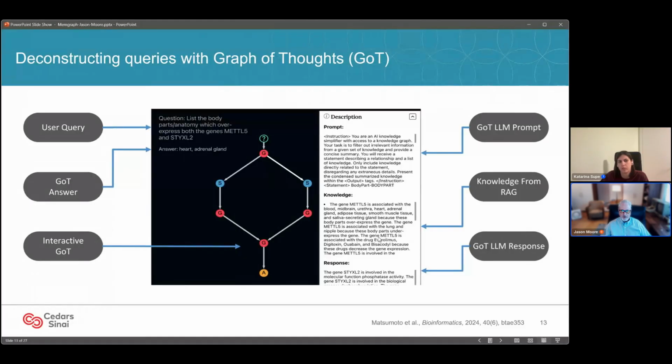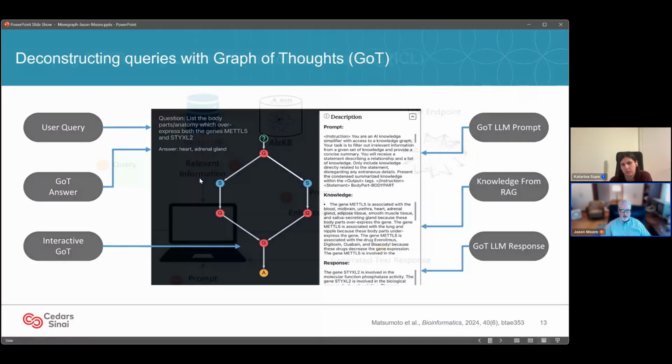And then we provided the knowledge from the retrieval augmented generation that I just described on the previous slide. And then you get a response and an answer here. Heart and adrenal gland are the two body parts that overexpress these two genes. So you can see it's fairly complex what we have to do to get the large language model to accurately answer a complex or compound question like this.